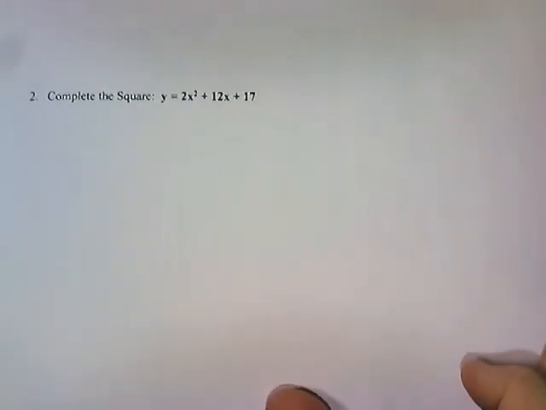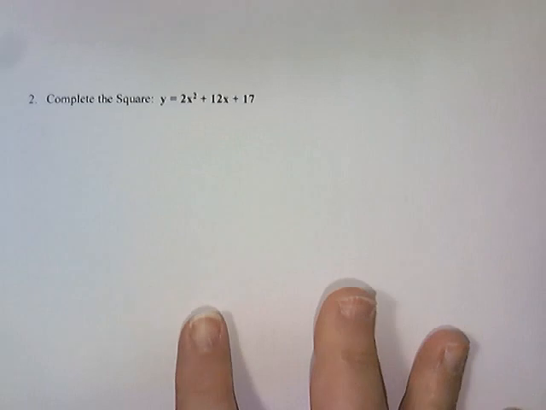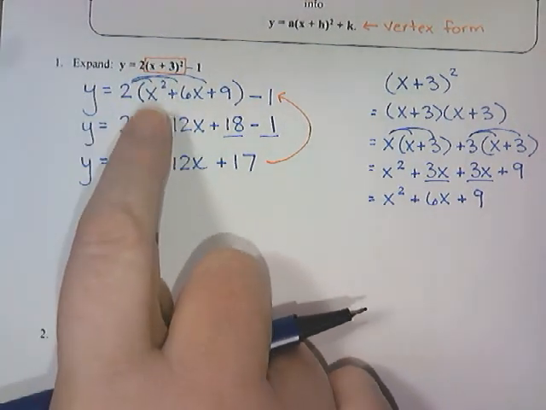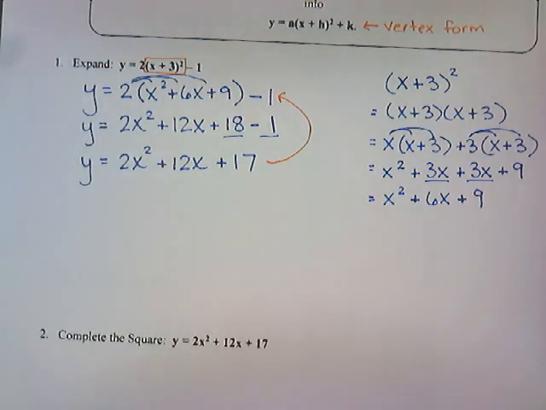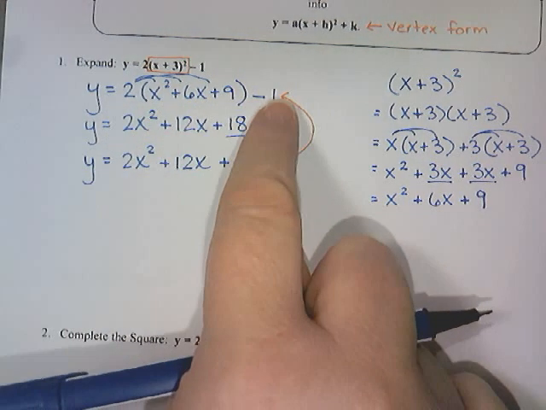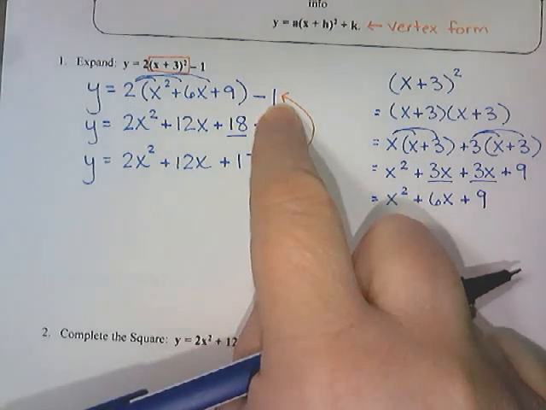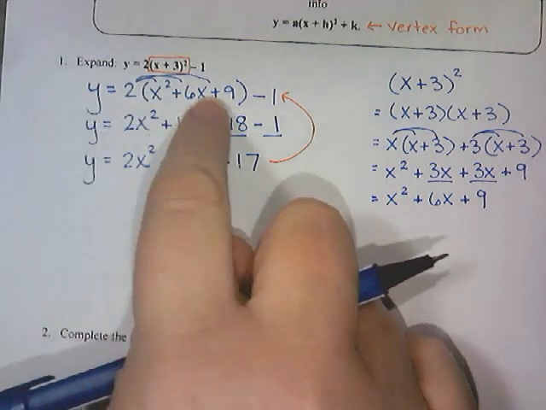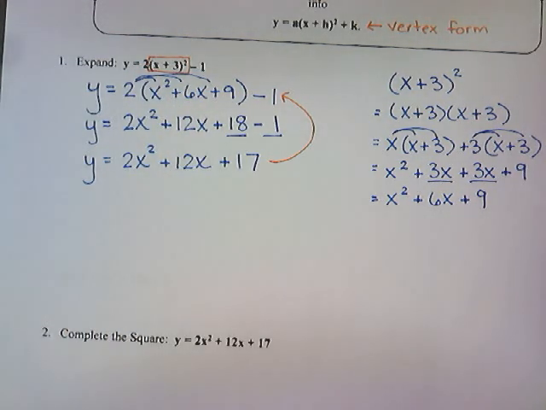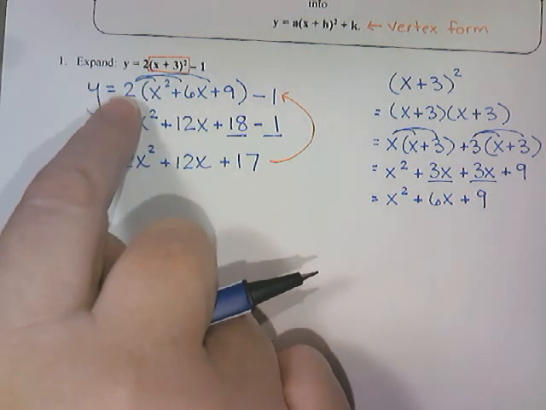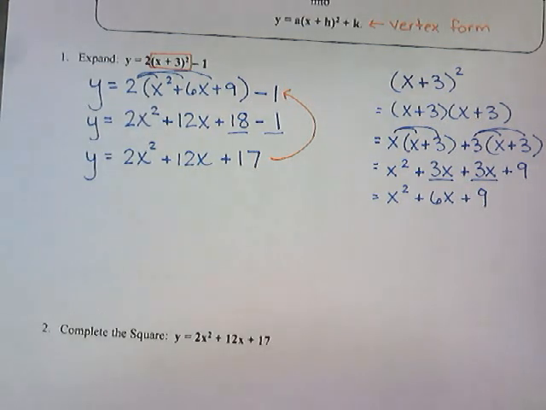So it says complete the square, y equals 2x squared plus 12x plus 17. So I want to take this and turn it back into this. So we're trying to get from here to here. That's our first start. Okay, so when I look at this, I notice that I have a bracket with a number out front, right? There's a number on its own outside, and then there are 3 terms inside of the bracket. So when I'm trying to work backwards, the very first thing we're going to do is try to get that number that's outside of the bracket.